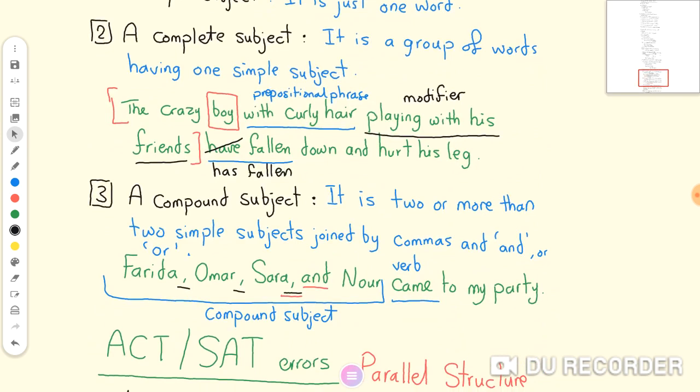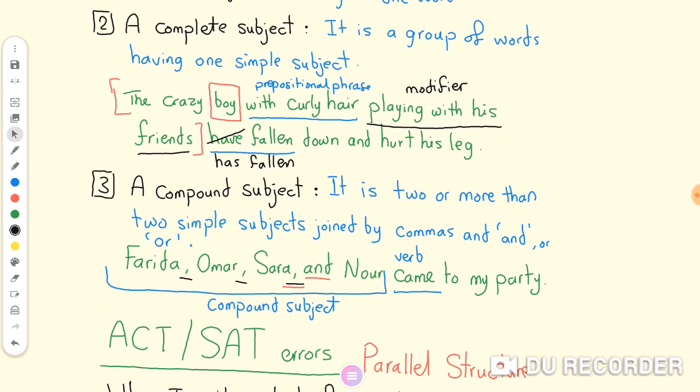A complete subject is more than one word, a group of words having just one simple subject. So if I give you a complete subject, it's very important to know how to determine which word is the simple subject, to check whether the subject agrees with its verb or not. Like here, "The crazy boy with curly hair playing with his friends have fallen down and hurt his leg."